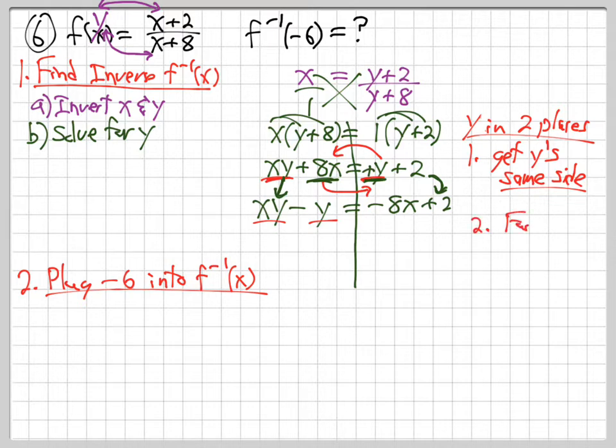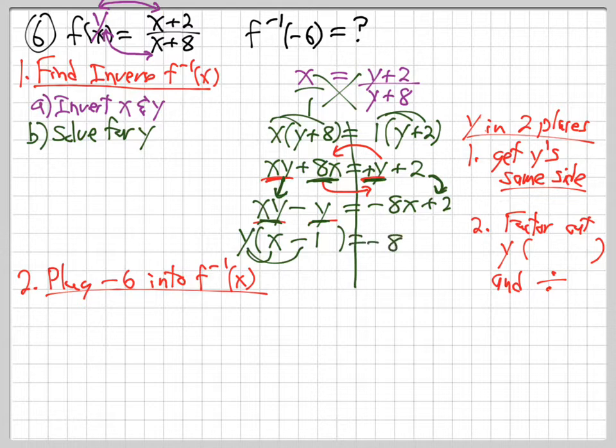Step 2, factor out y with the parenthesis, and then divide. So factor out the y. Let's do it. y times x will go back to xy, and y times minus 1 will go back to minus y. So I factored out the y. And then last step, to get y alone, divide by the x minus 1. Boom. So there is the inverse function. This is the inverse function.